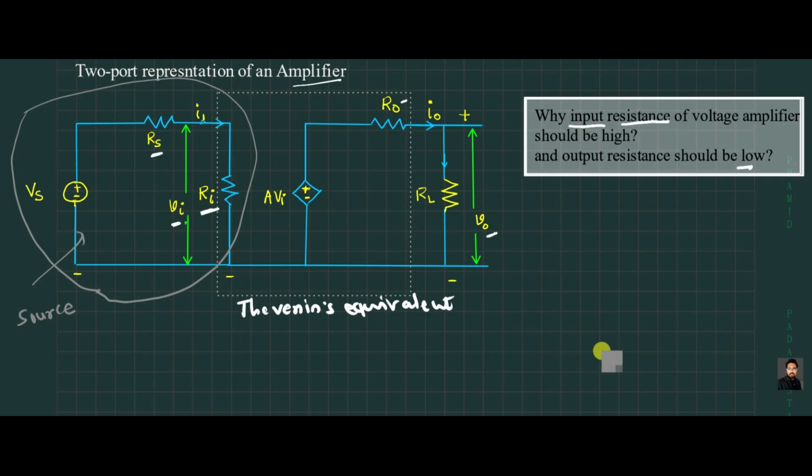And let us redraw this and use voltage divider network and get the equation and try to understand the concept or effect of Ri on the input voltage. Okay, so I'm going to recreate this using a simple method.